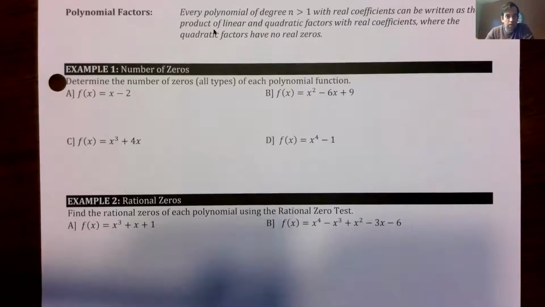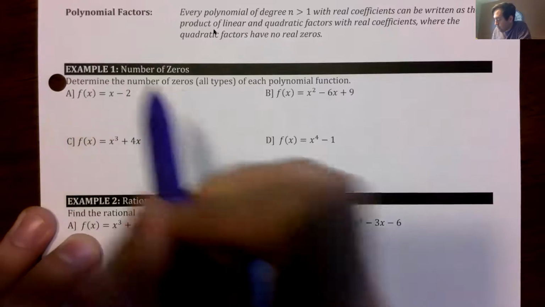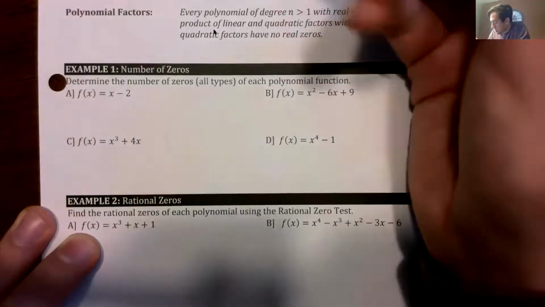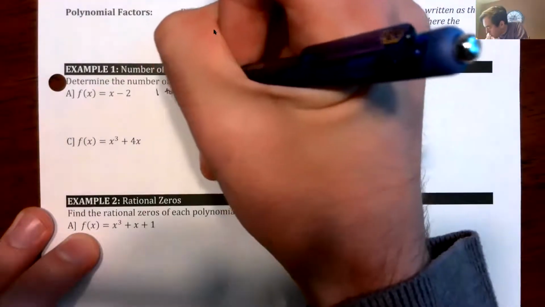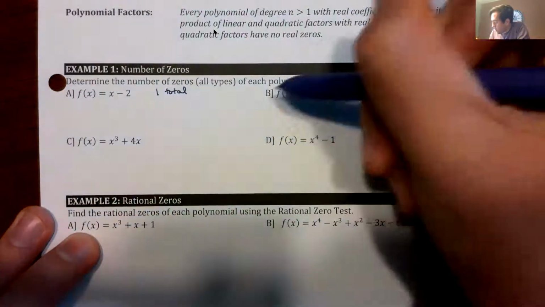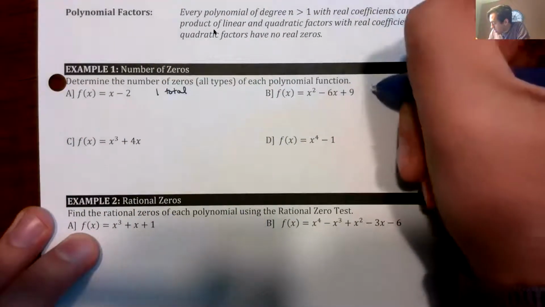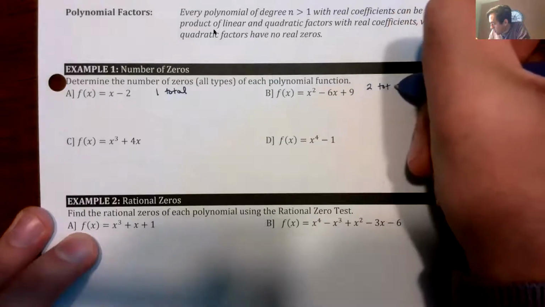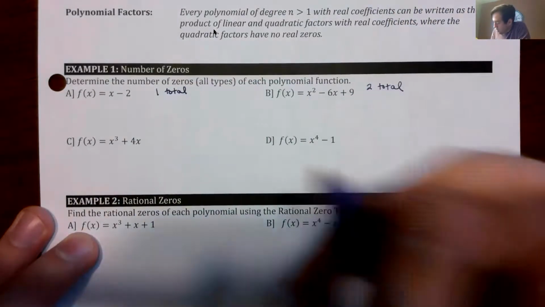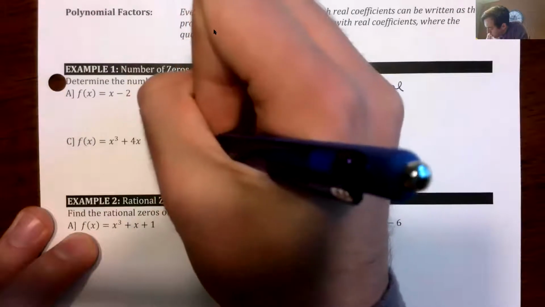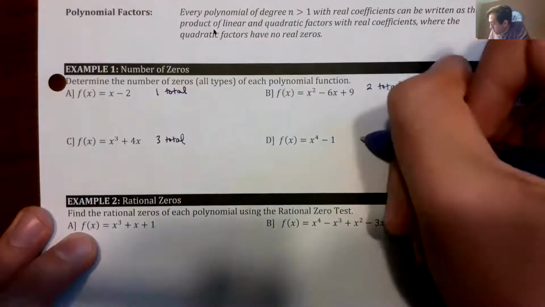Determine the number of zeros, all types, of each polynomial function. So what we need to think about is, first of all, take a look at the degree, and that always tells you the total. So in letter A, we know right off the bat, this is x to the first, and that's the highest exponent. So there should be one total. In letter B, we have an x squared, so there should be two total. In letter C, we have an x cubed, so there should be three total. In letter D, there's four total.